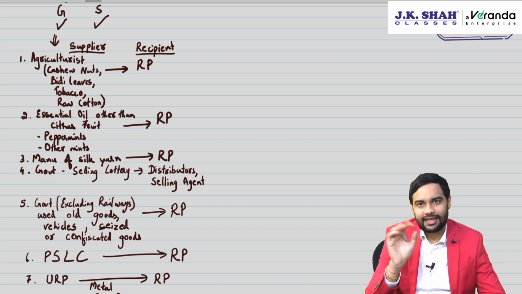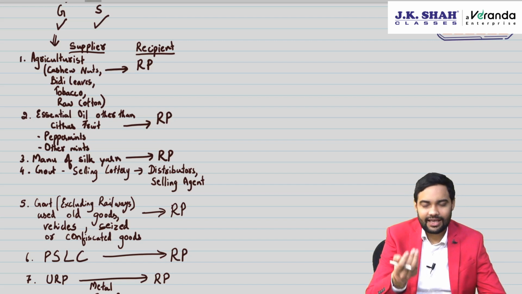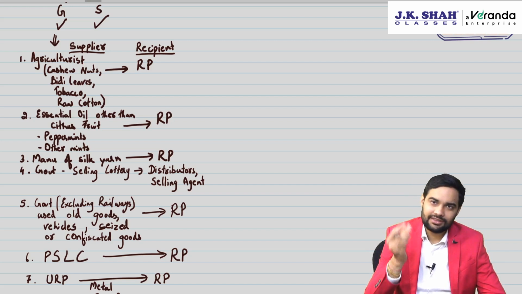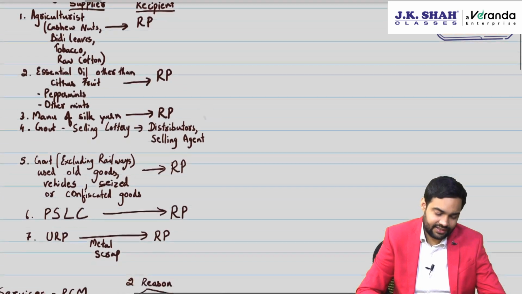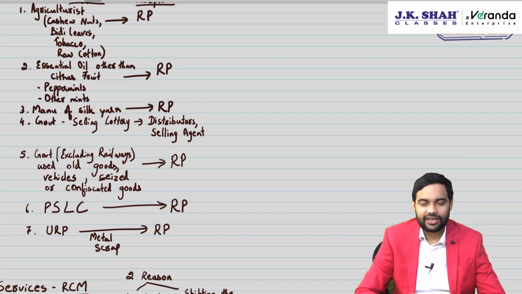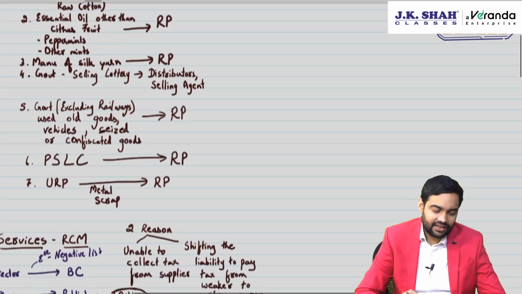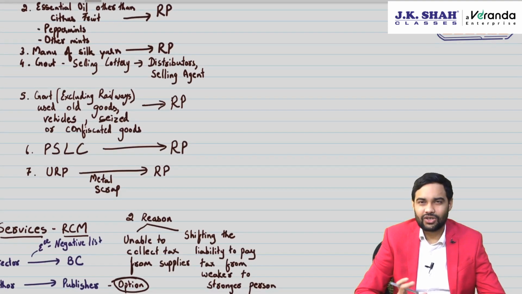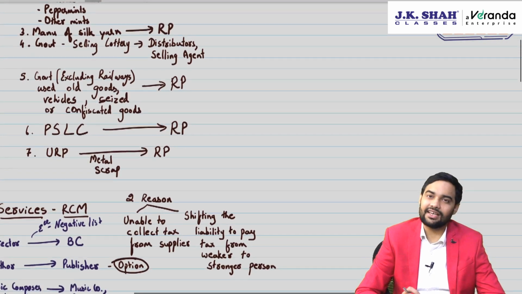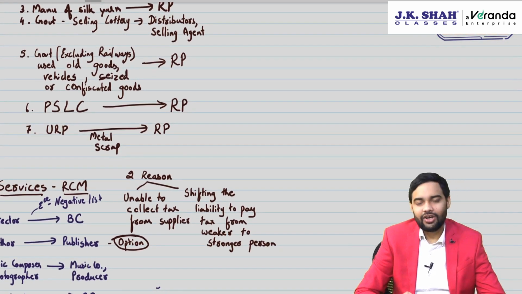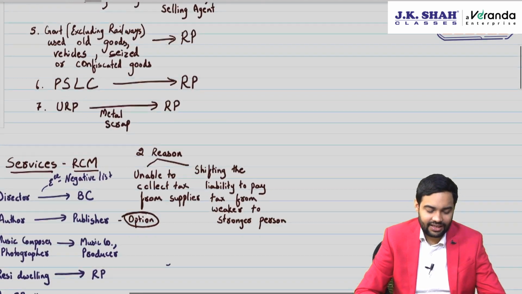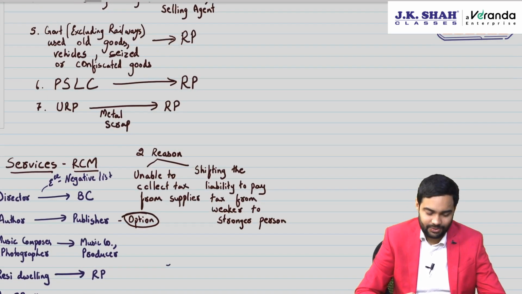Then silk yarn. If you are a manufacturer of silk yarn and providing it to registered person, then the registered person will take care. Government selling lottery to lottery distributor or selling agent. Government selling old or used vehicles, second hand vehicles, excluding railways, RCM if they are selling to registered person. Priority sector lending certificate, and last one was metal scrap.